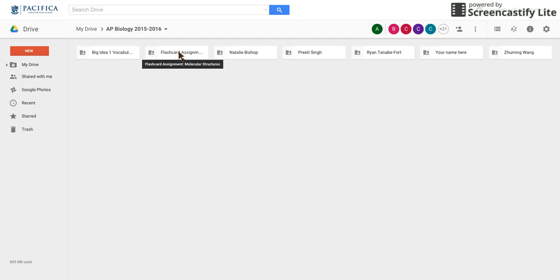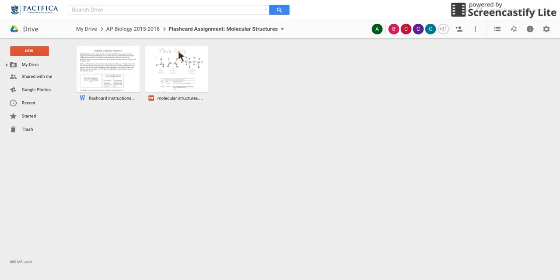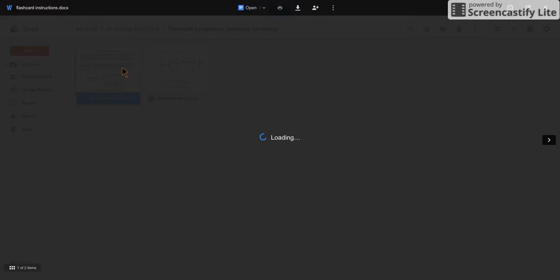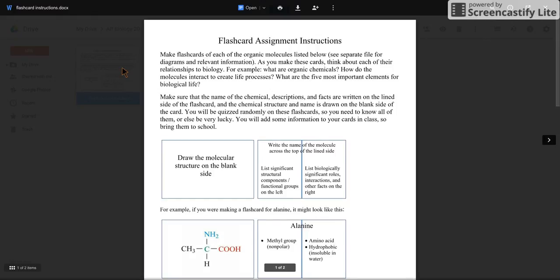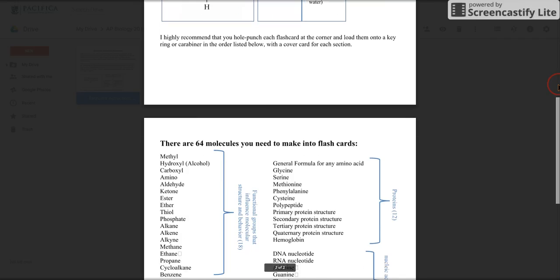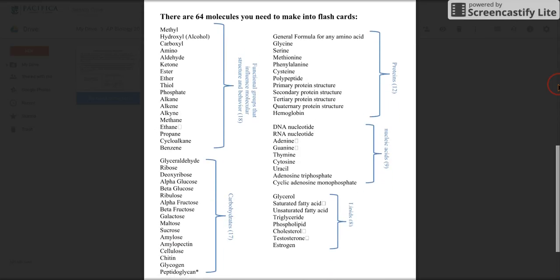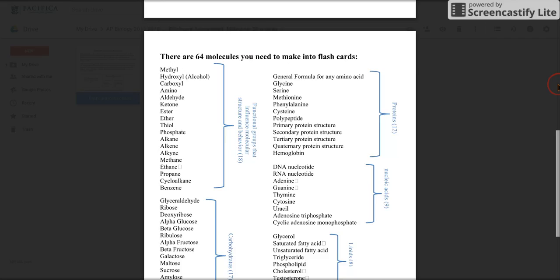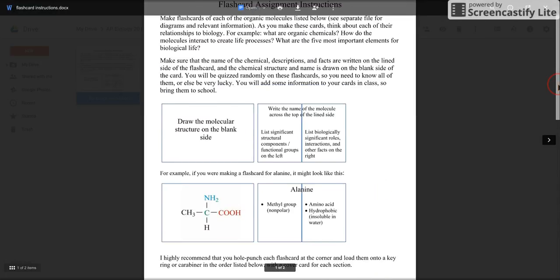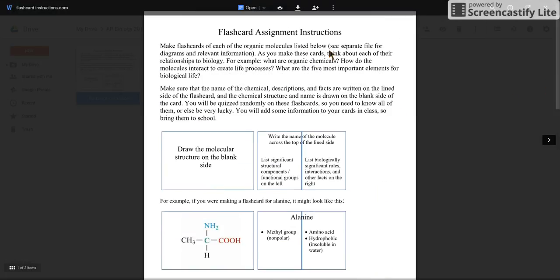Let's take a look at our flashcard assignment. In here we've got our instructions, so let's look at those first. You're going to make flashcards of each of the organic molecules that are listed below. So let's go below, and ta-da! There are 64 of them. Lucky you. As you make these cards, you're going to think about each of their relationships to biology.